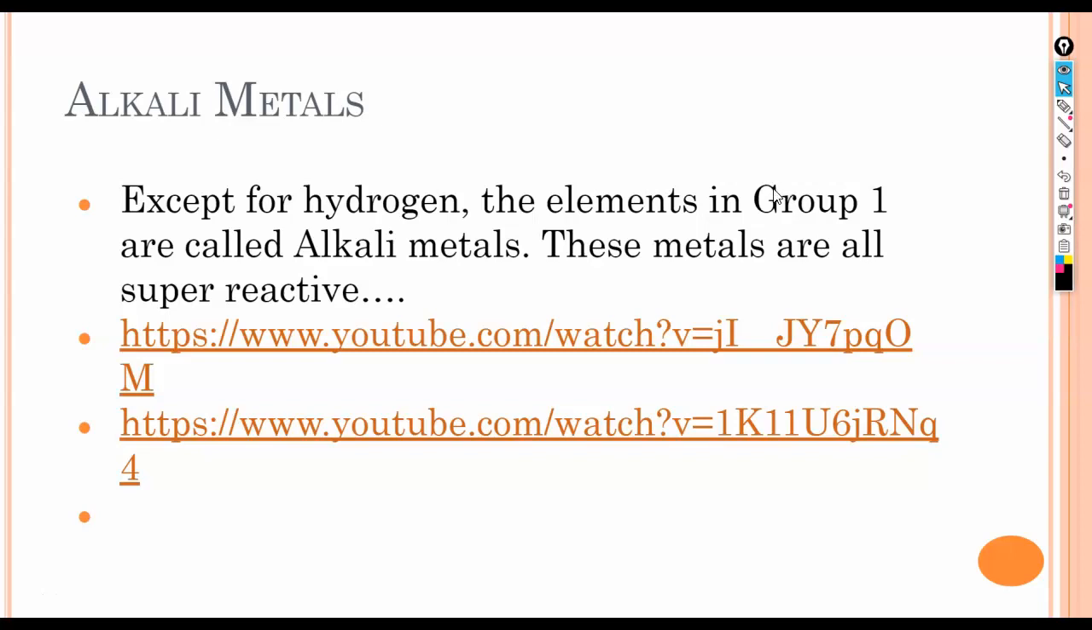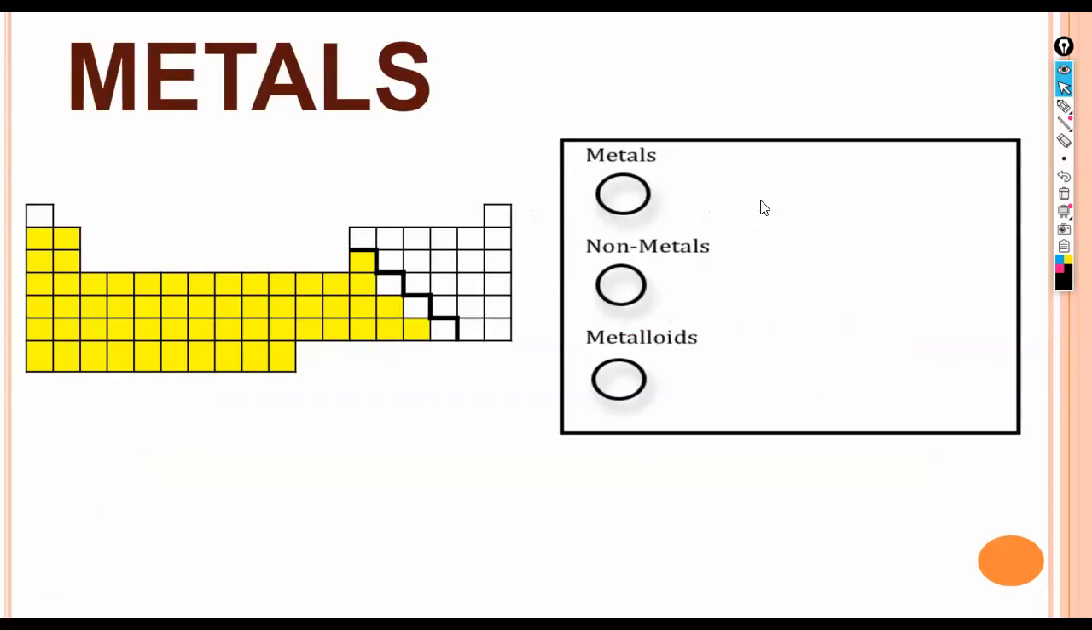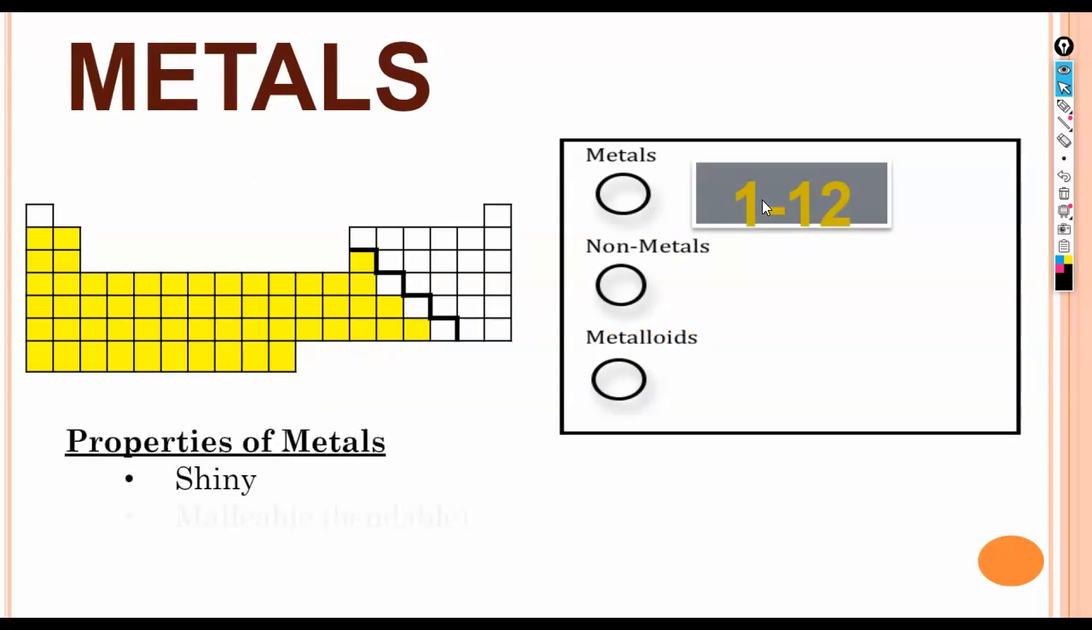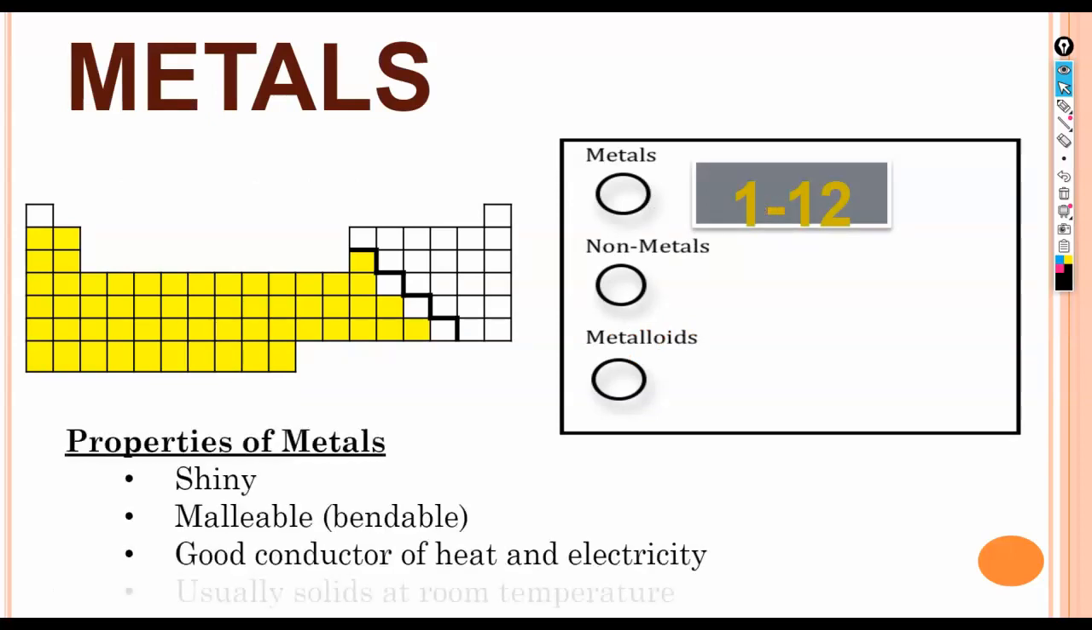Okay, so hopefully you enjoyed those videos. Before we move on from metals, I want to talk to you about some properties of metals. Okay, so metals tend to be shiny. Now, most people know what shiny means. They also tend to be what's called malleable. And if you don't know what malleable means, it means bendable. It's easy to bend it.